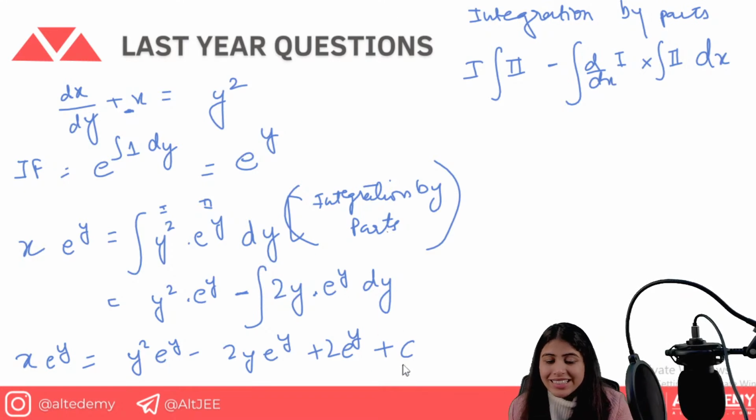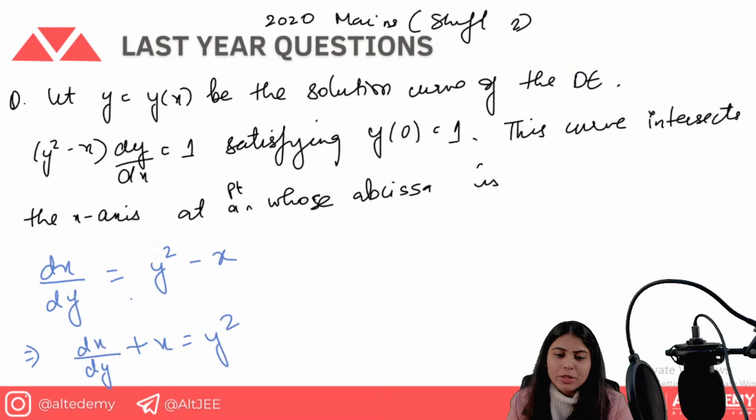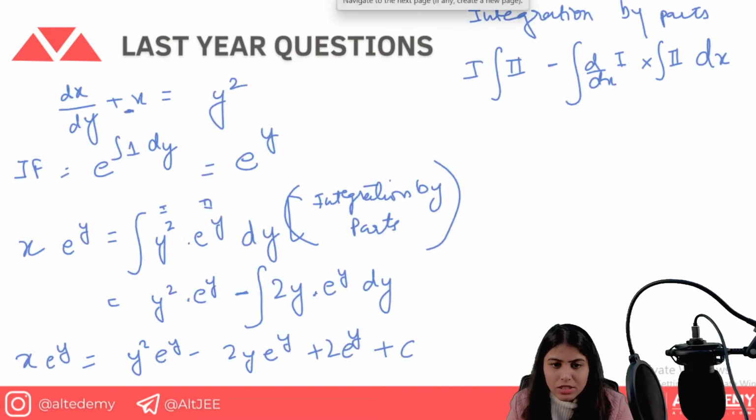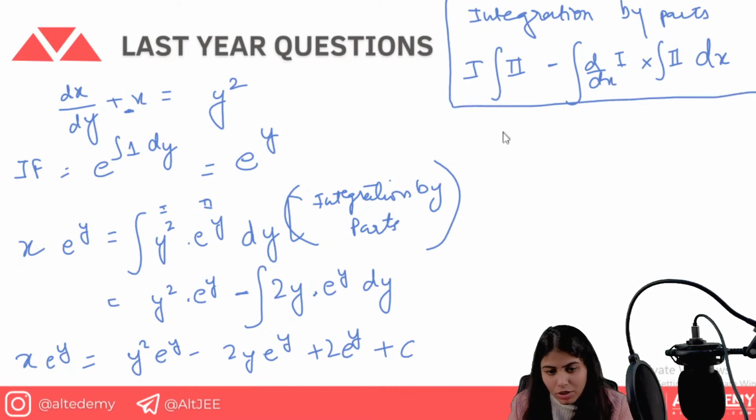Now here again it is c. So to avoid c, obviously there must be some conditions given, that is y of 0 is equal to 1, and it is given this curve intersects x axis at a point whose abscissa is asked. So it is given y of 0 is equal to 1. So how do you calculate this? This was the recap thing. This is not included in the question. So we have y of 0 equals 1 here.